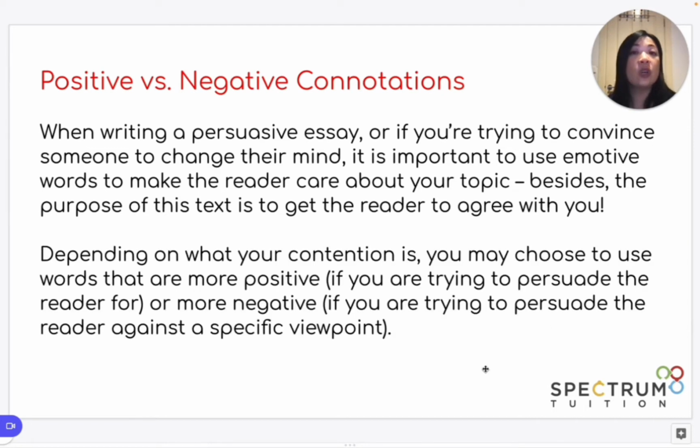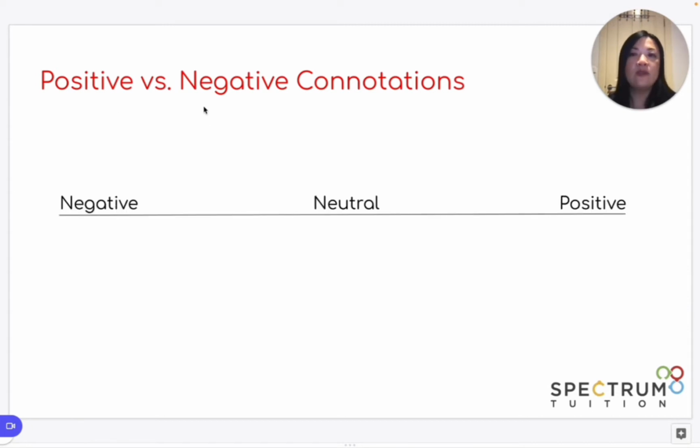So depending on what your contention is, you may choose to use words that are more positive if you're trying to persuade the reader for, or more negative if you're trying to persuade the reader against a specific viewpoint. So we've got positive versus negative connotation. So you've got negative words, neutral words, positive words, right? So let's have a look at an example.